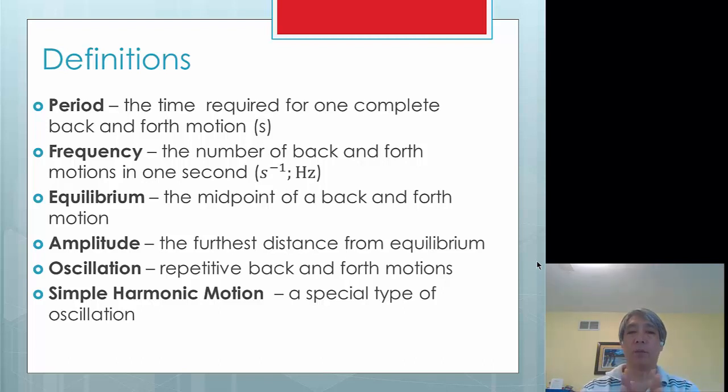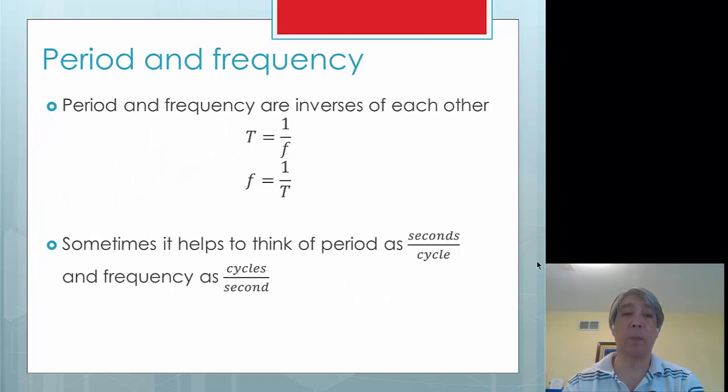Equilibrium is going to be the midpoint of a back and forth motion. For a pendulum it's straight up and down. For a mass spring system it's right in the middle. At the equilibrium point, you should have effectively no sideways force. Amplitude is basically going to be the furthest distance from that equilibrium point. Oscillation is repetitive back and forth motions, and simple harmonic motion is a special type of oscillation.